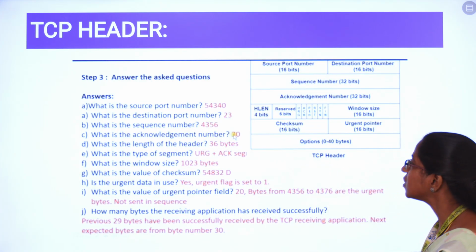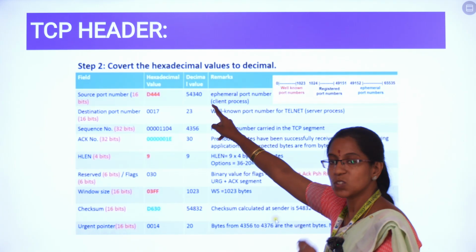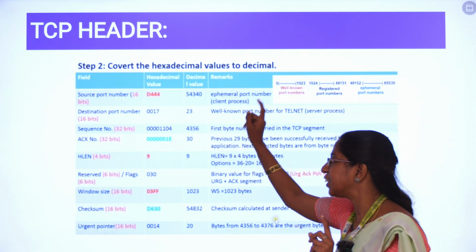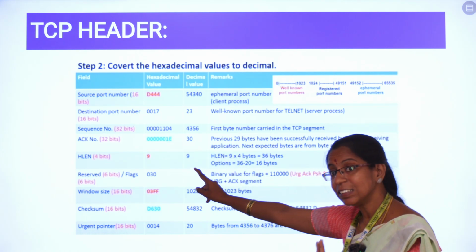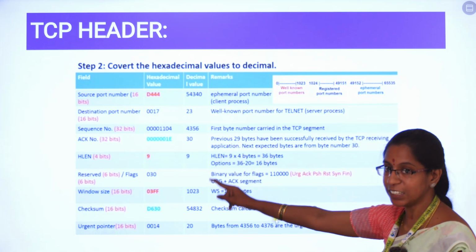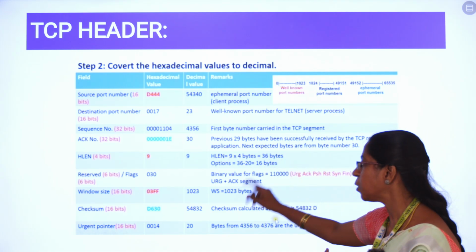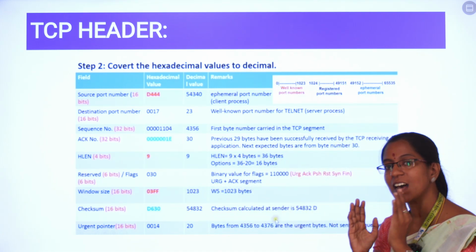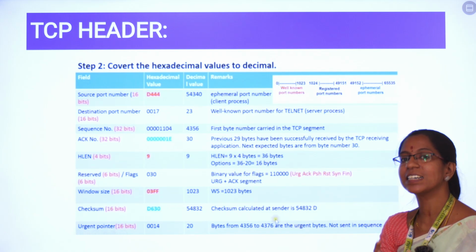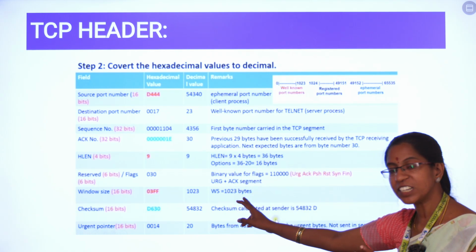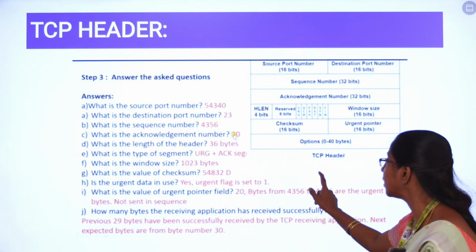So our answers: what is the source port number? 54340, this is our source port number. Destination port number 23, sequence number 4356, acknowledgement number 30. Header length is different: the header length field is 9, but our header length value is 36 bytes. Which flags are set to 1? The urgent flag and the acknowledgement flag are set to 1. Window size 1023 bytes, checksum value, everything should be answered based on this calculation.